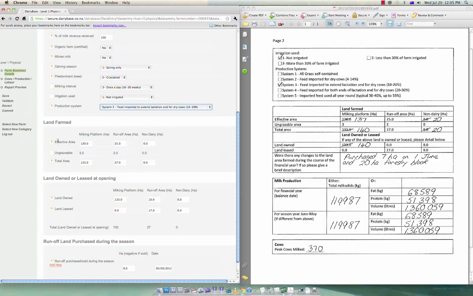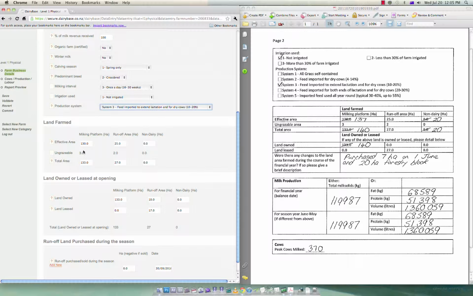Our land farmed, this is an important section in our Level 1 questionnaire because it is where we use a lot of our key performance indicators on the per hectare basis. The effective area is the milking platform. It can include cropping areas, especially in areas like Southland where they do a lot of winter cropping and the milking cows are grazed on those winter crops. It does not include any of the area that's used for non-dairy operations, for example, beef, forestry, sheep, horticultural practices.